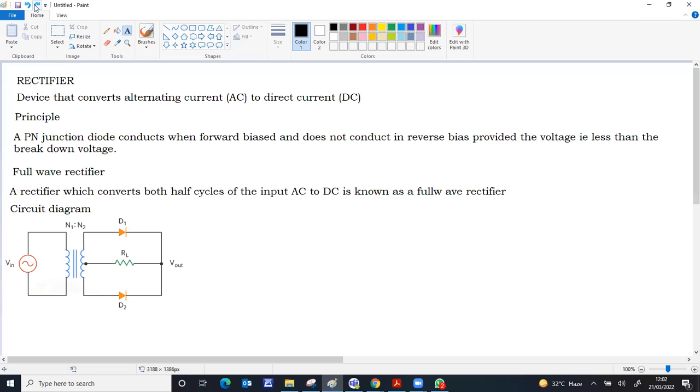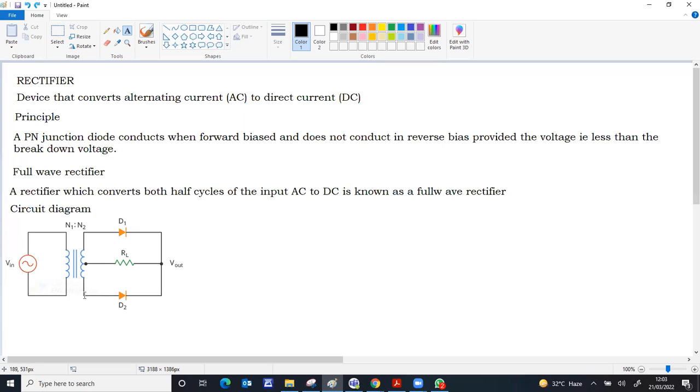Circuit diagram is slightly different from half wave rectifier. Normal transformers have two terminal output, but here there's a three terminal output transformer. It's called center tap transformer. There's an additional terminal from the center. Other than the two terminals, this is the terminal from the center.